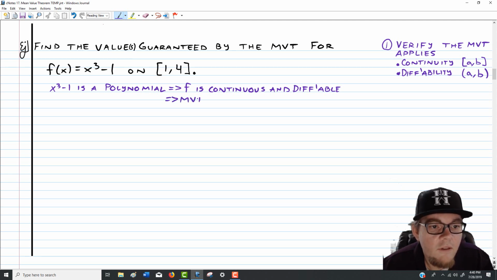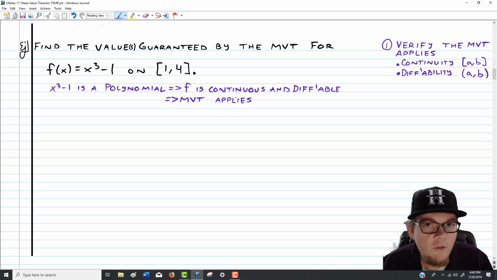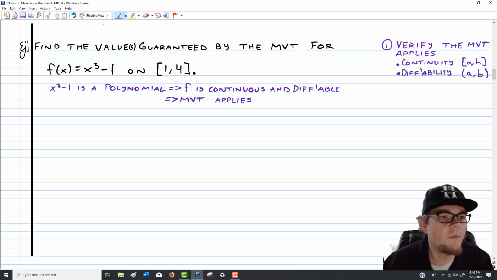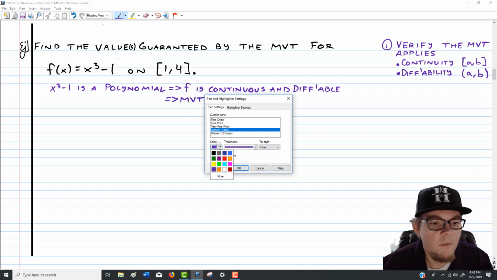And of course, what's important about saying that? That means that the mean value theorem applies. So that's telling us that we can guarantee there's going to be some place where the secant line through our endpoints is parallel to some tangent line in the middle. Or we can guarantee that there is a tangent line in the middle that's parallel to our secant line through the endpoints. So our first step was to verify that the mean value theorem applied.